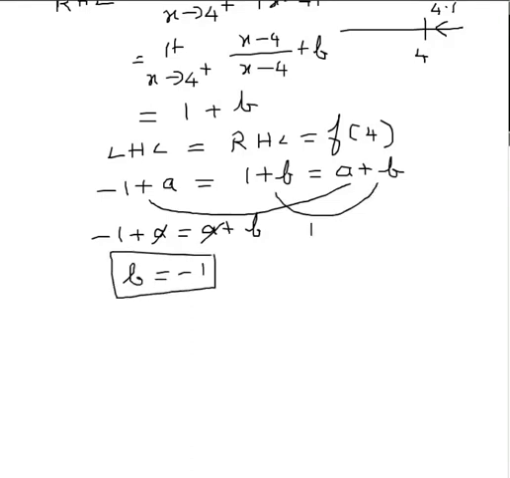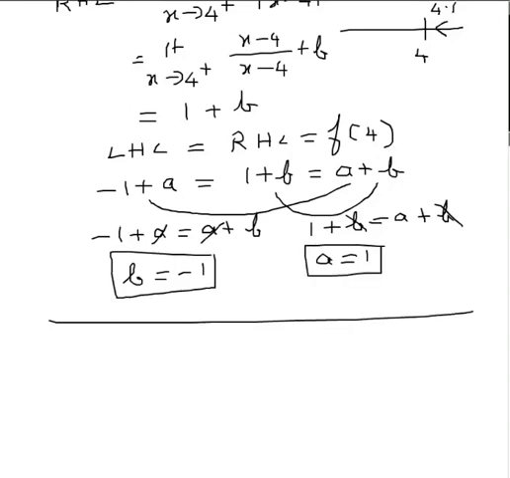Now let us take these two. B gets cancelled. We get the answer for A. So we found A and B values.